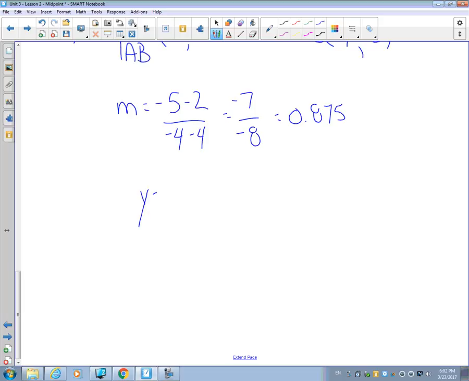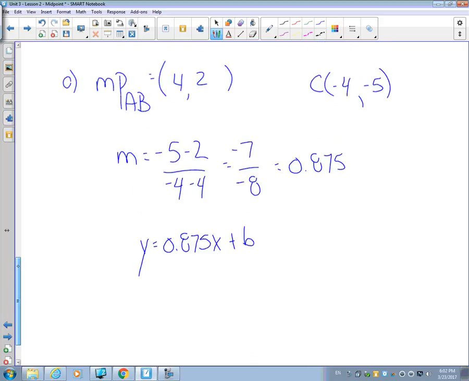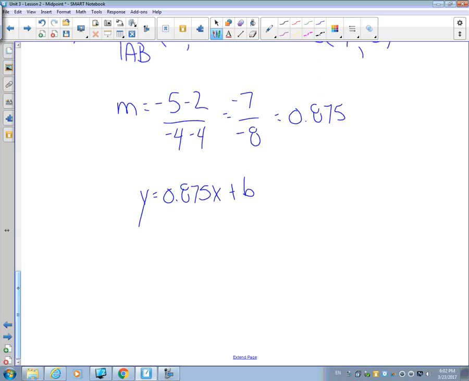Okay, so what do we know? We know our slope, 0.875x plus b. In order to get b, we need to know a point, an x and a y. Hey, I got 2 of them. I got this one, I got this one. I'm going to use (4, 2) this time because they're nice whole numbers and they're positive. So 2 for y, 0.875, 4 for x, solve for b.